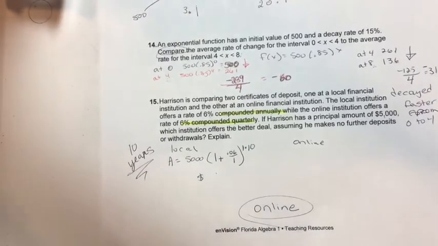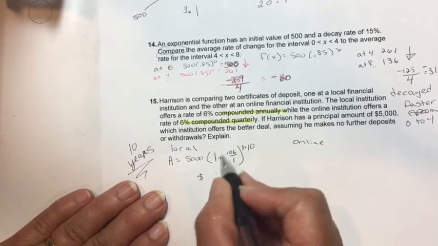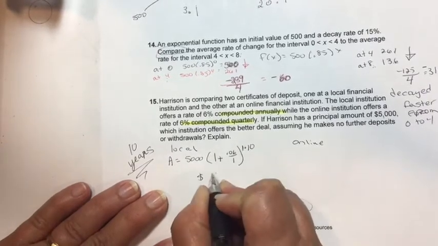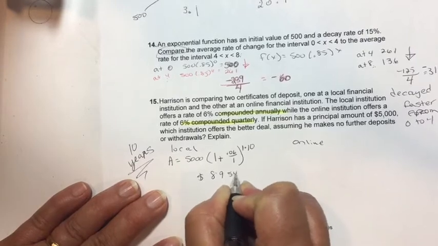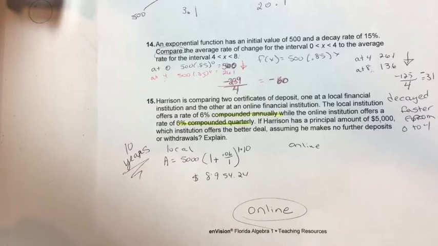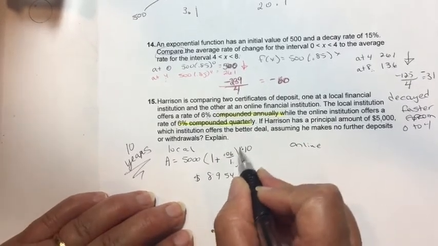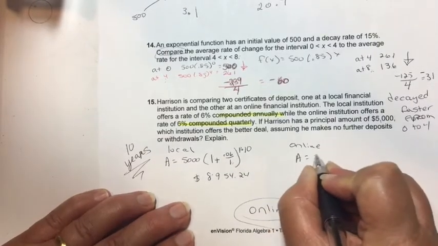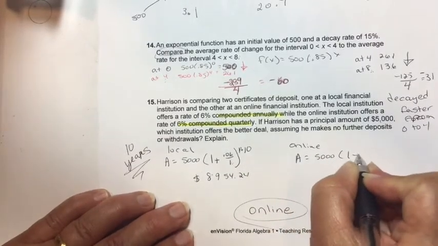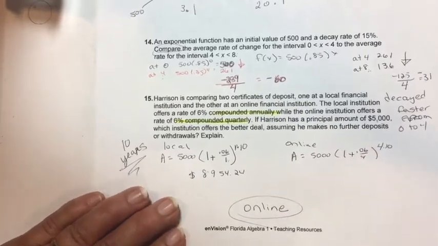Sorry for the little glitch. I ran out of memory and had to go in and delete some old videos. Okay, I'm sorry. You have entered into your calculator 5,000 and then 1.06 to the 10th power, and you have $8,954.24 after 10 years. Now, go ahead and do that for the online compounded quarterly, putting a 4 here and here. And that is something you probably should go ahead and pause the video to make sure that you actually know how to do that.